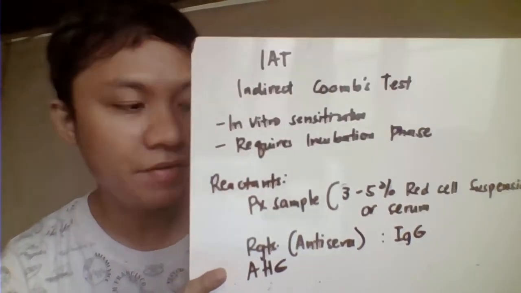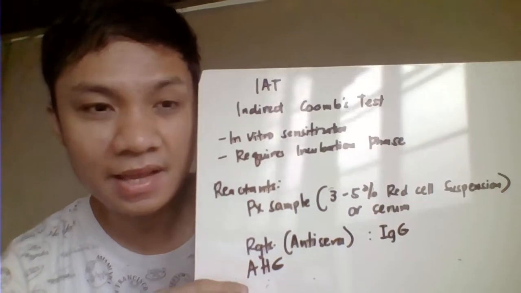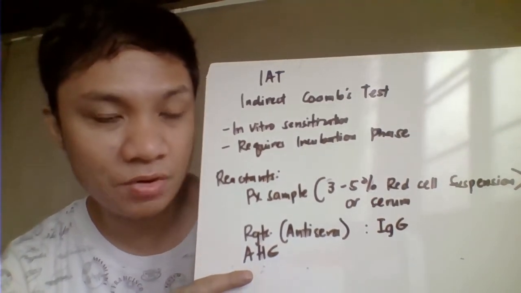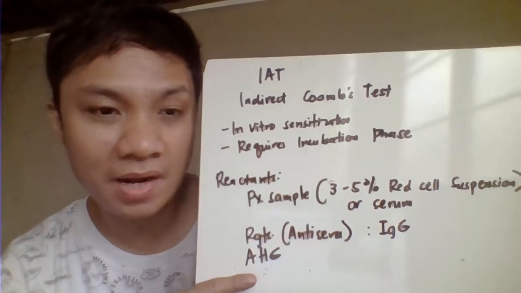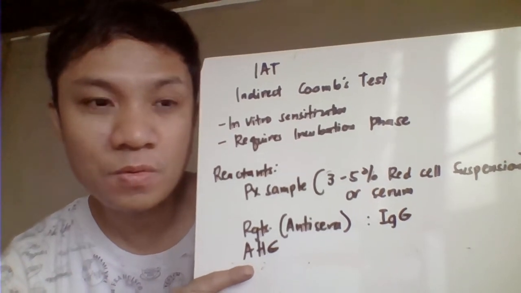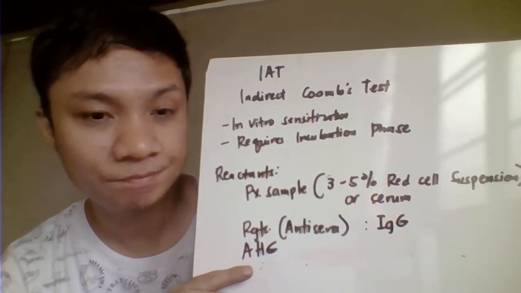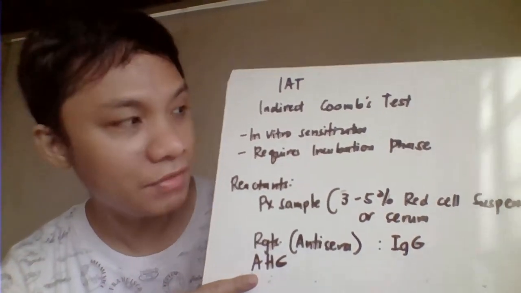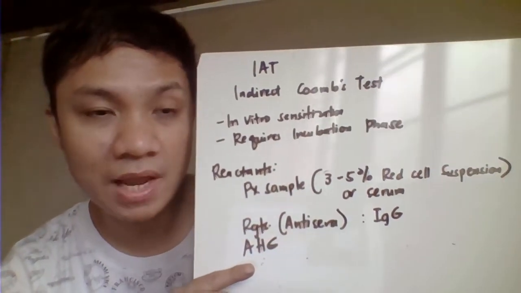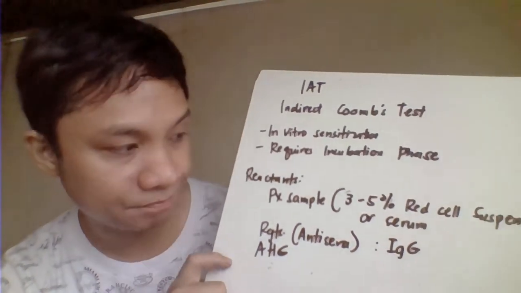Okay, the next one, we have your indirect anti-globulin test. So again, your indirect anti-globulin test is for detection of in vitro sensitization. This actually requires an incubation phase that would allow your reactants to react to one another, but that one is being done outside the body of the patient, like in a test tube. After that, you just need to add your anti-human globulin in order to visualize the sensitization with your IgG antibodies or your complement.